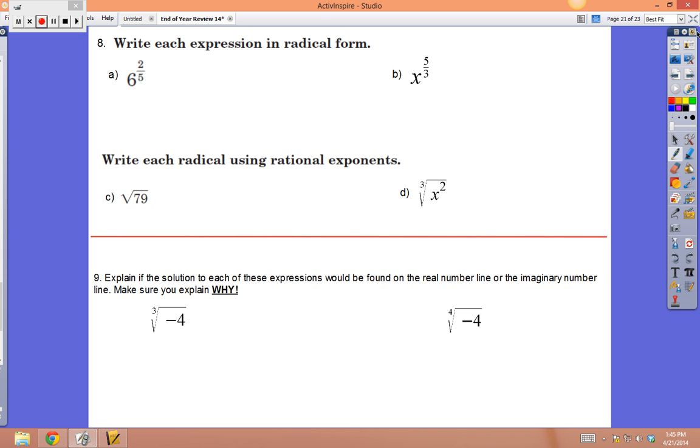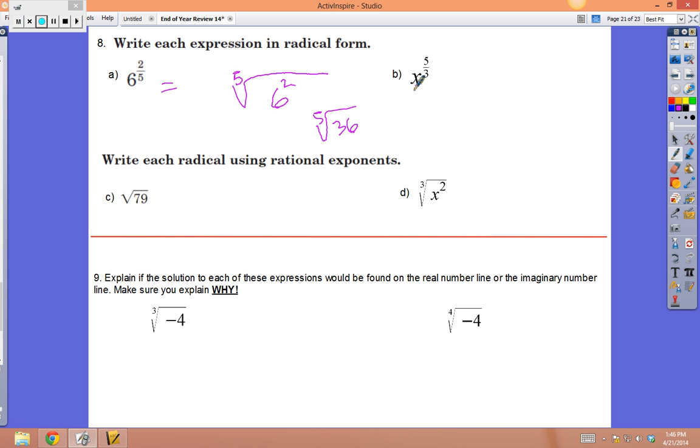Okay, now let's morph them into radicals. If you have a fraction for an exponent, 6 to the 2/5, that is the exact same thing as a radical. The 6 goes here. The 5, you're taking the 5th root of 6 squared, or you're taking the 5th root of 36.